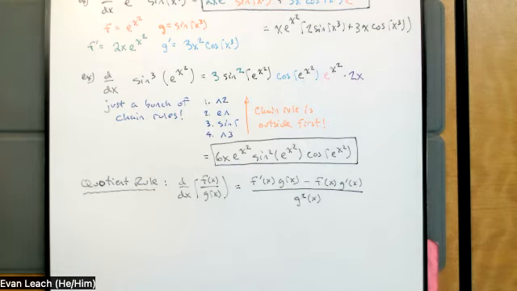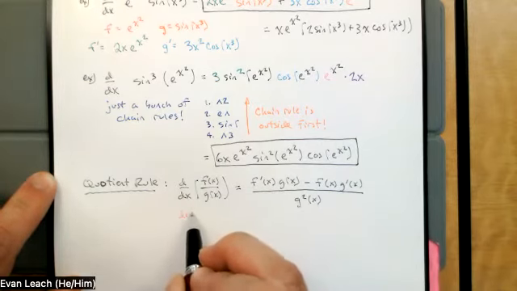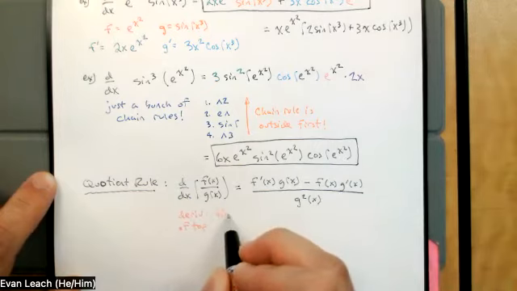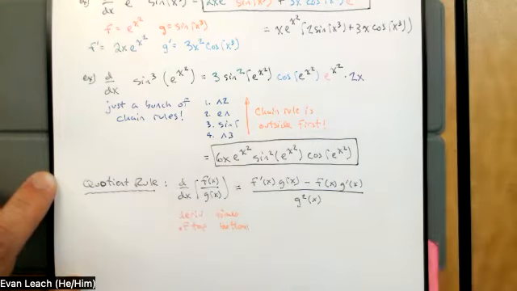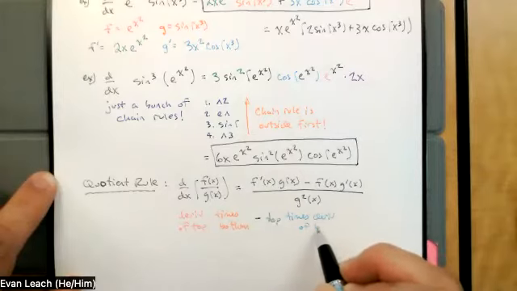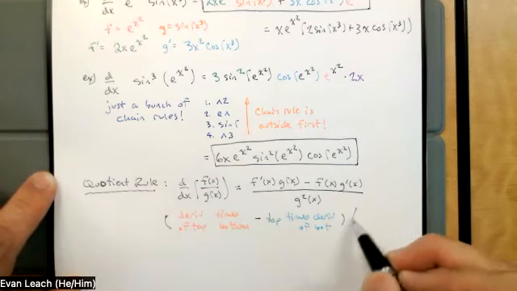F prime G minus F G prime all over G squared. That's not even how you would say this, but this is how we're going to remember it. We take the derivative of the top times the bottom. One way that I remember it is thinking of top and bottom, and I say the derivative of the top times the bottom minus the top times the derivative of the bottom all over the bottom squared.